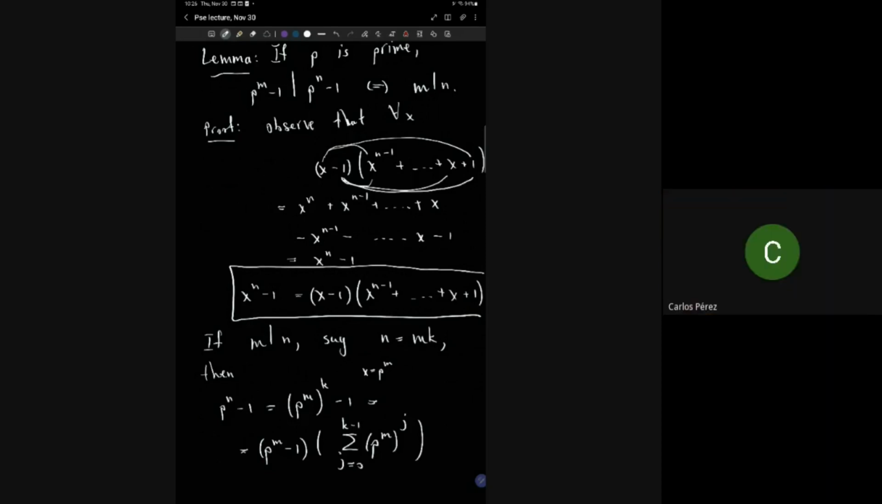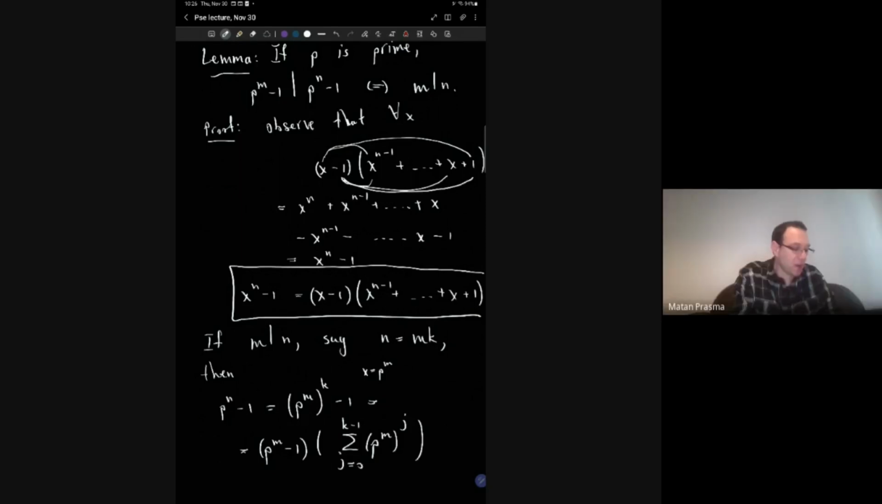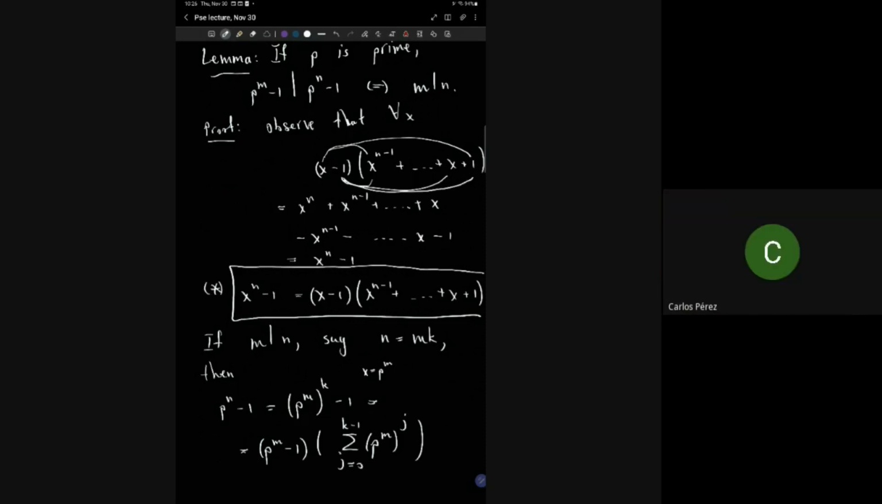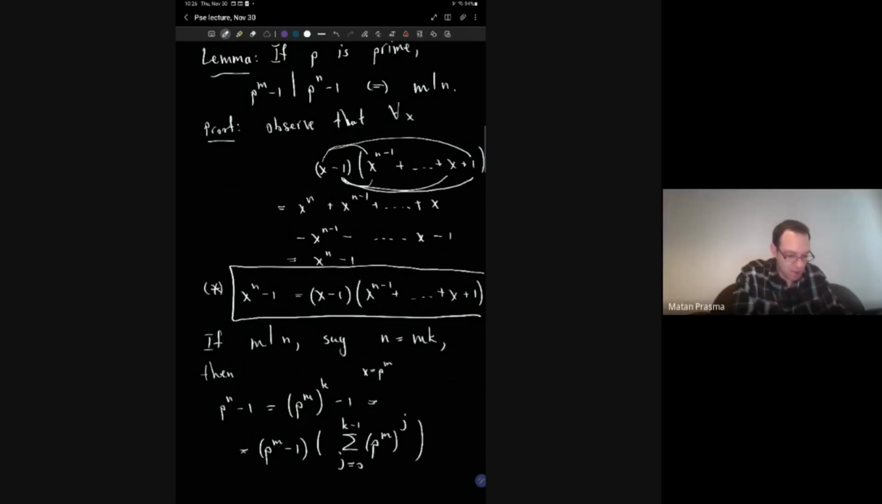Yes? If you did the substitution of x equals p to the m, but you kept writing everything with p to the m, is that intended? Yeah, no, I didn't do the substitution. I'm just saying I'm using this box star. Yeah, fair enough. Okay, I see. Thank you.